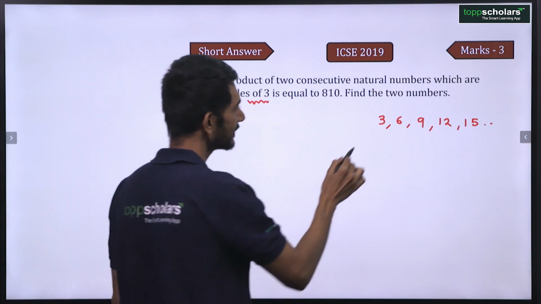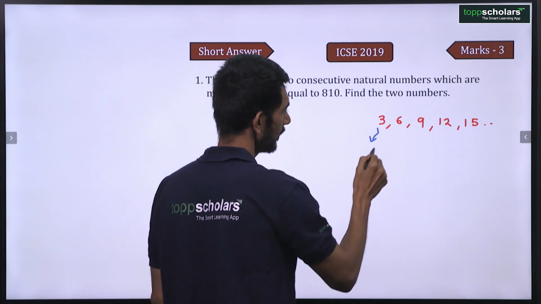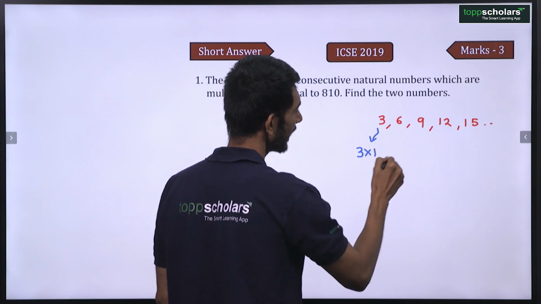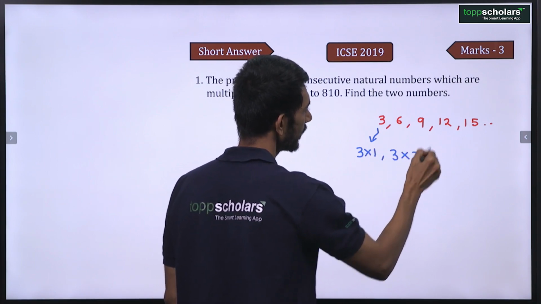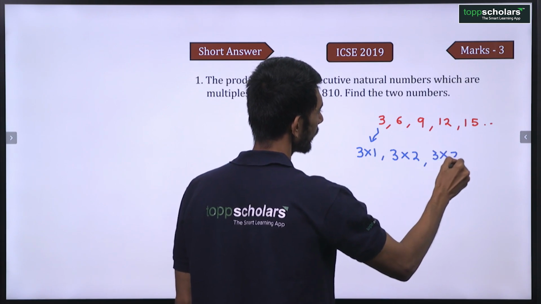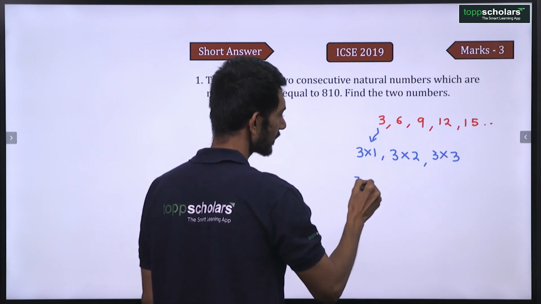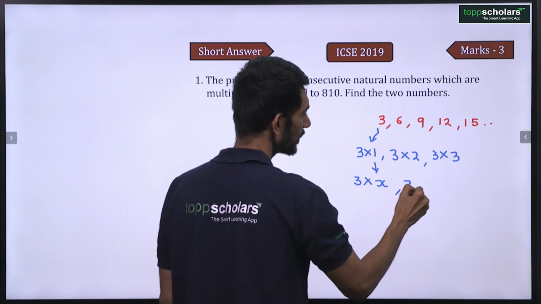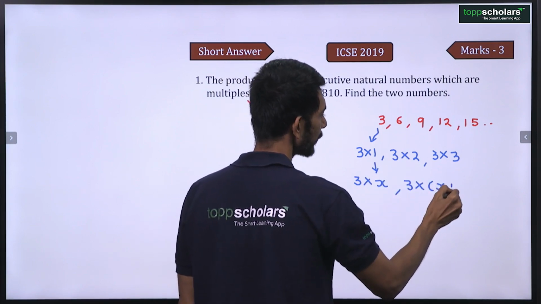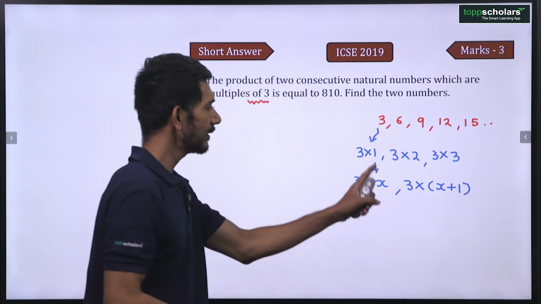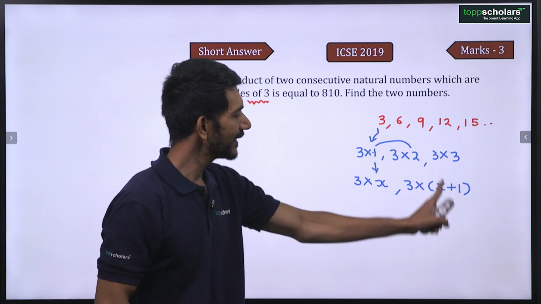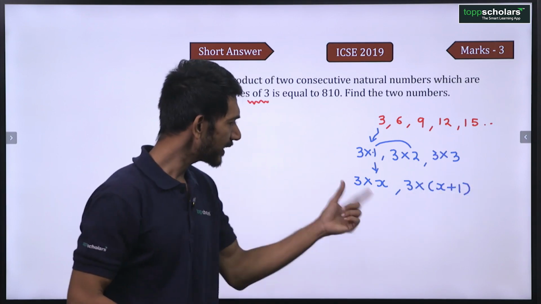Now see, if I consider this number as 3 into 1, then the next number is going to be 3 into 2. The next number is going to be 3 into 3. So if I consider the first number as 3 into x, the next number is going to be 3 into x plus 1. Isn't it? See, because if this is 1, 2 is 1 more, then 3 into x plus 2 and so on. But we need only two numbers.